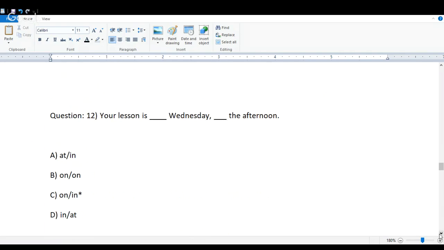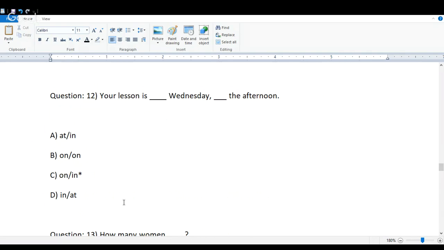Now back to prepositions. Let's take a look at this. Your lesson is on Wednesday at the afternoon. Sorry, in, not that. The afternoon. So, in the afternoon. Why are we using on for Wednesday? On for the preparation for a day, and in the preposition for time.